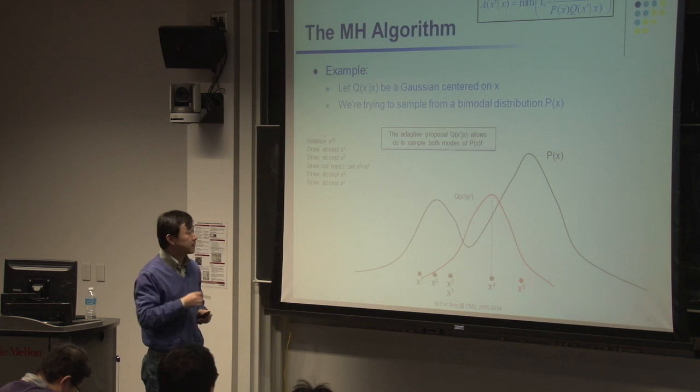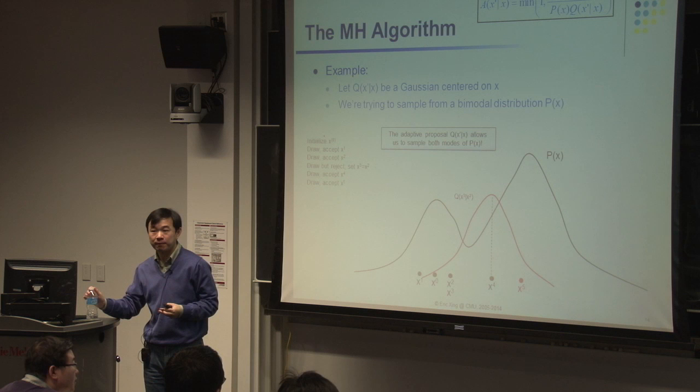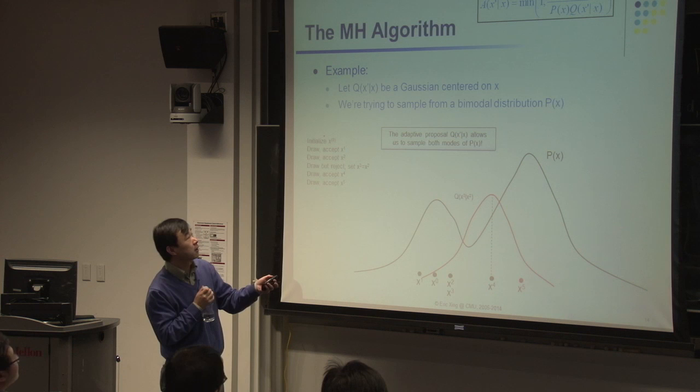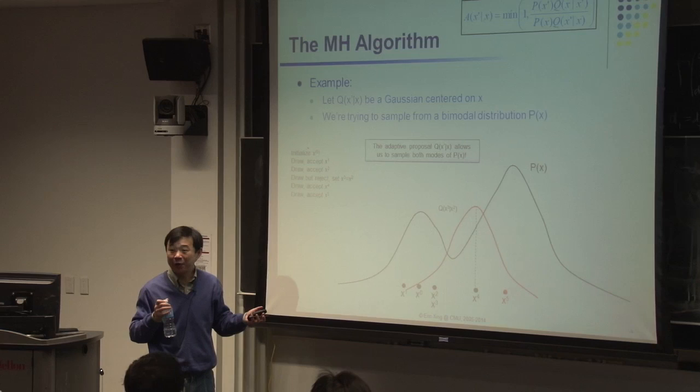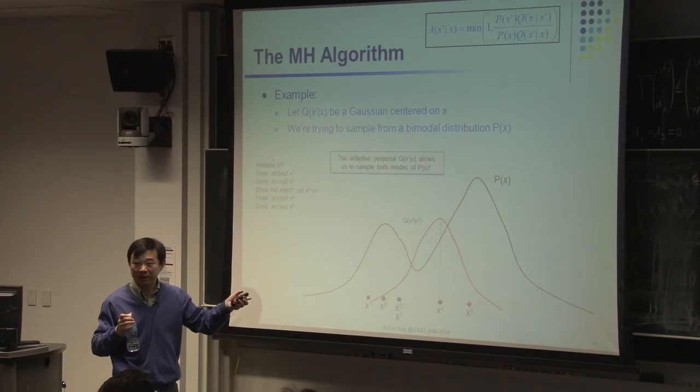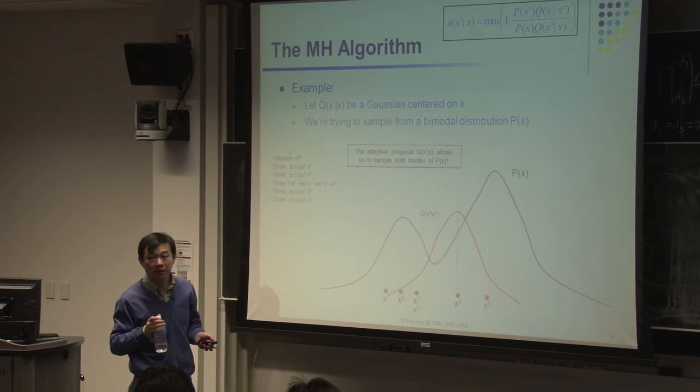Any questions so far with the algorithm? Yeah. How do I compute x given x prime? You mean here? Oh, remember that your proposal distribution is expressed in closed form. You can evaluate it. What we say is that you just plug in that value and evaluate.